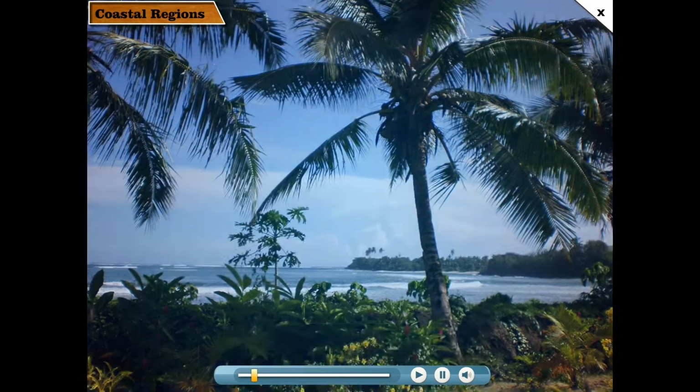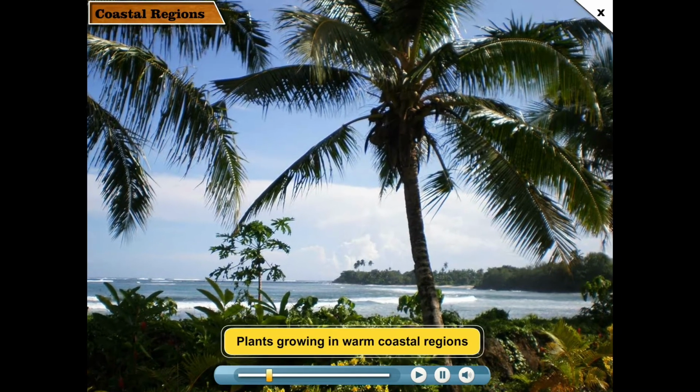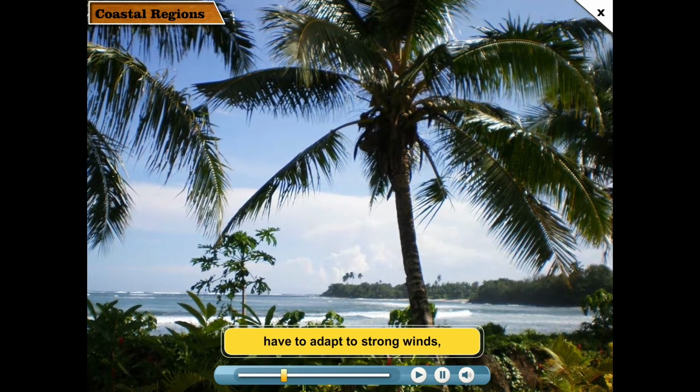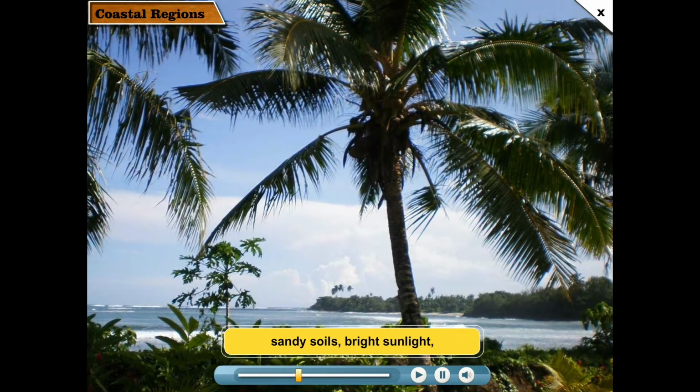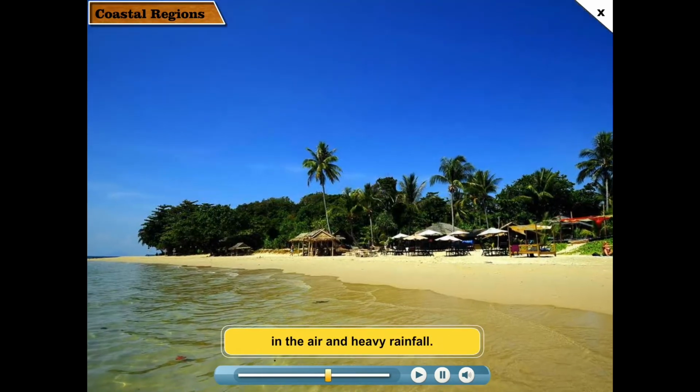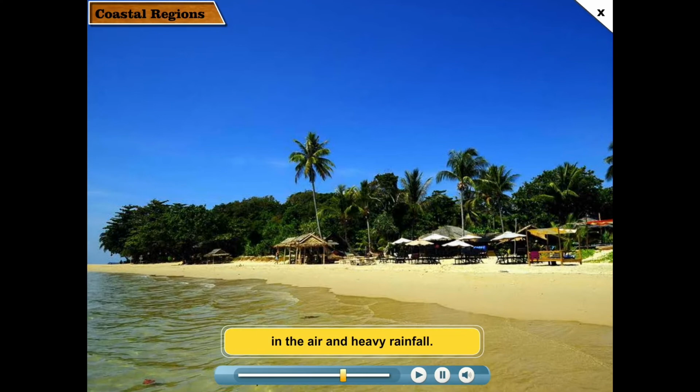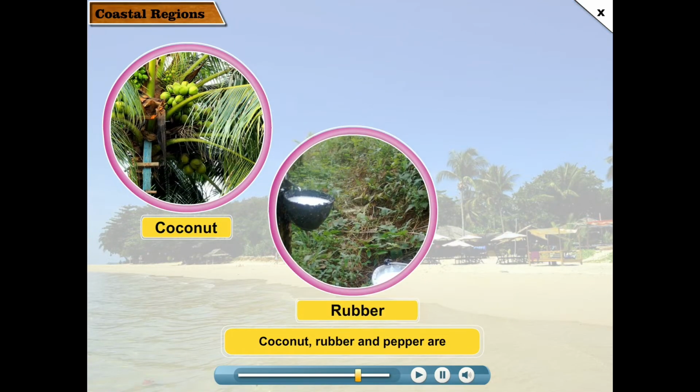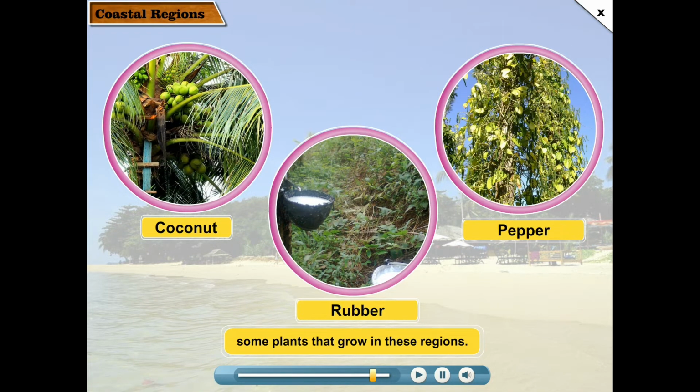Coastal regions. Plants growing in warm coastal regions have to adapt to strong winds, sandy soils, bright sunlight, very high humidity, water vapor in the air, and heavy rainfall. Coconut, rubber, and pepper are some plants that grow in these regions.